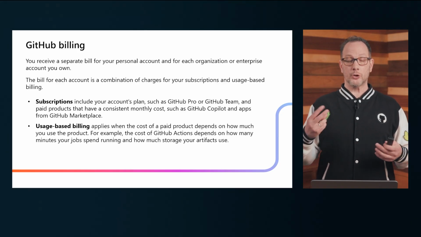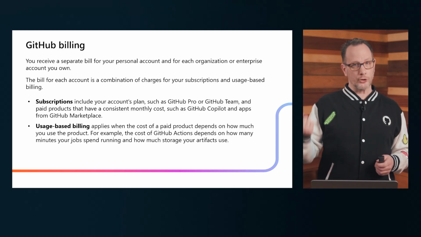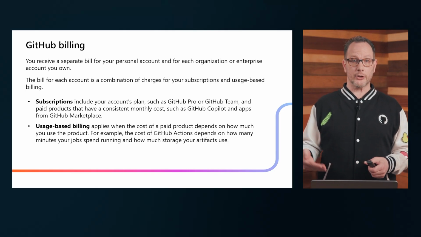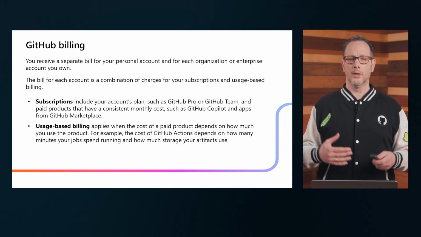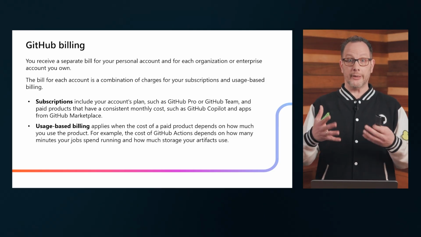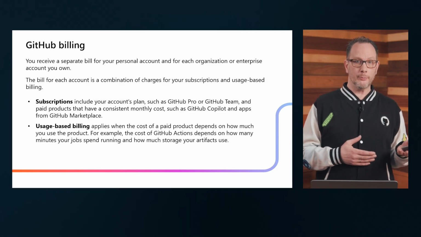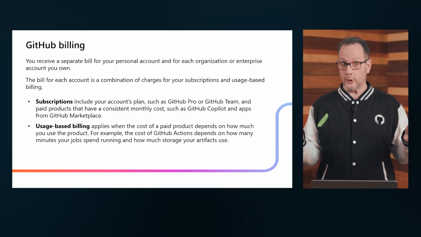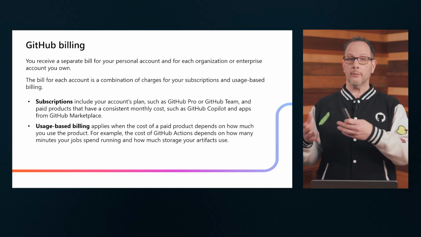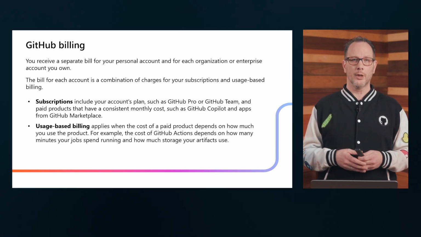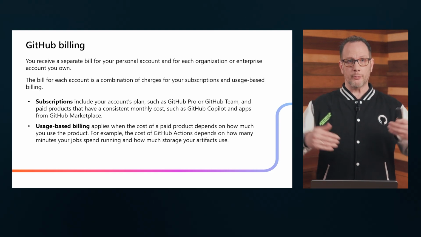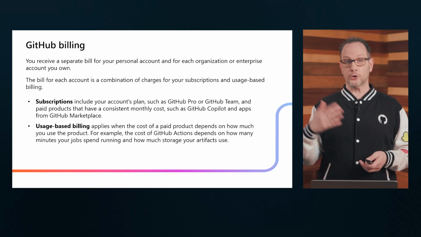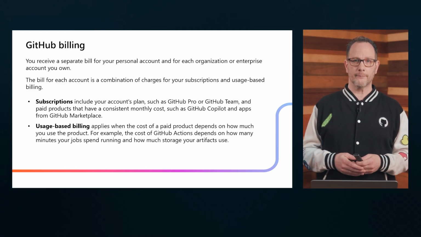Each bill combines two types of charges: your subscription plan and anything you use that is billed based on consumption. Subscriptions cover predictable costs, like your chosen plan or products that have a fixed monthly price like GitHub Copilot or certain marketplace applications. On top of that, usage-based billing applies to services like GitHub Actions and storage for build artifacts.